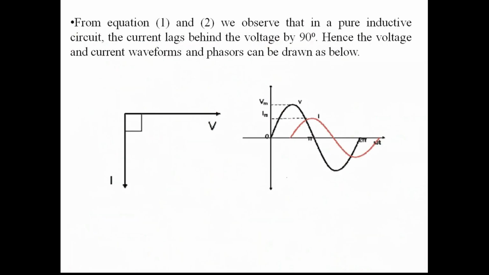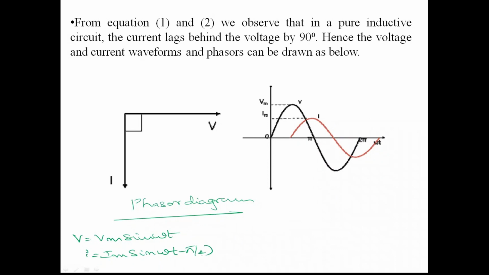So how do you represent that in the vector? This is a vector diagram or phasor diagram. If you look at that phasor diagram, V is equal to Vm sin omega t, and I you got as Im sin omega t minus pi by 2.